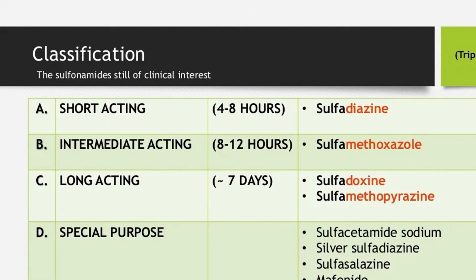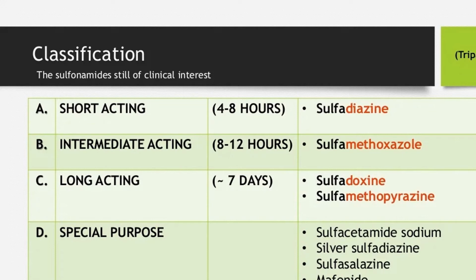This is the classification of sulfonamides. First is short acting. The half-life of short acting is 4 to 8 hours. The example of short acting is sulfadiazine. B is intermediate acting, with a half-life of 8 to 12 hours, and the example of intermediate acting is sulfamethoxazole. Third, C is long acting, with a half-life of 7 days, and the examples of long acting are sulfadoxine and sulfamethopyrazine.